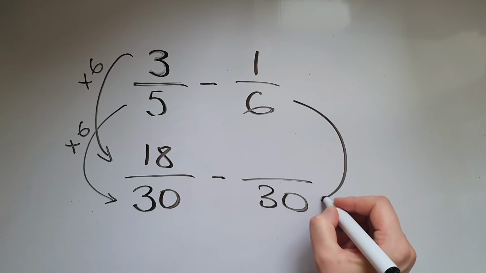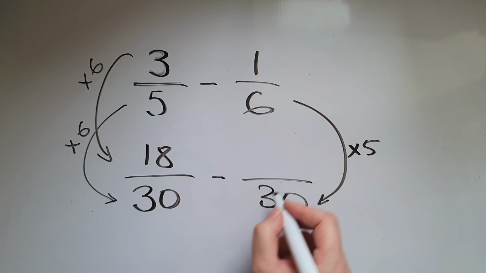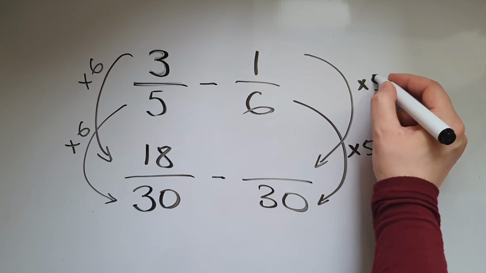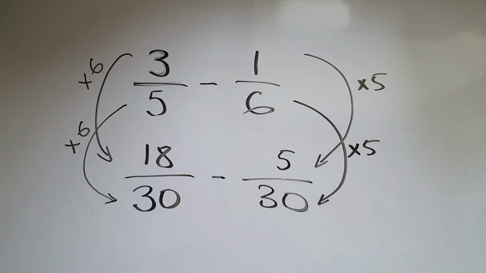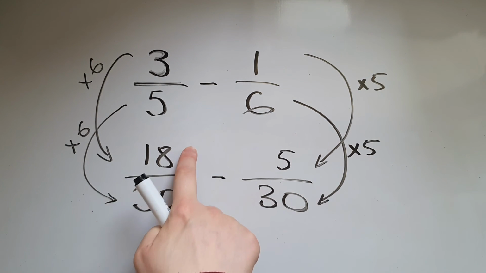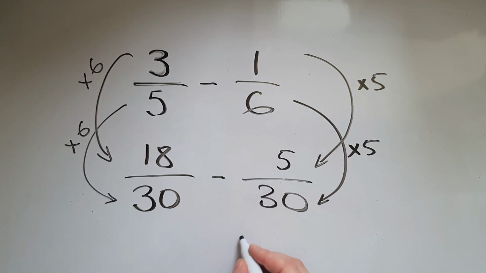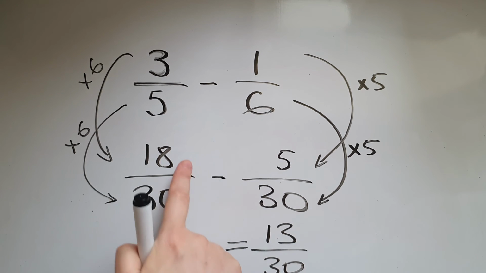To get from 6 to 30, we've multiplied by 5. So to get from 1 to this number, we're going to multiply by 5 as well. So that is just 5. So 18 30ths, take away 5 30ths, that gives us 13 30ths, because 18 take away 5 gives us 13.